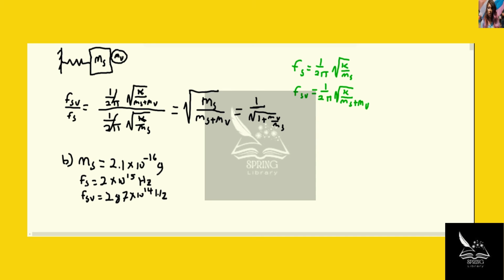Cool. So at this point, I think it's best typically to start by rearranging your equation for what you want before you plug things in. So if we do a little bit of moving things around, we can get the mass of the virus is going to be equal to the one frequency squared over the other frequency squared minus 1 times the mass of the silicone. And that's just real simple algebra. This ends up being approximately 9.99 times 10 to the negative 15th grams.